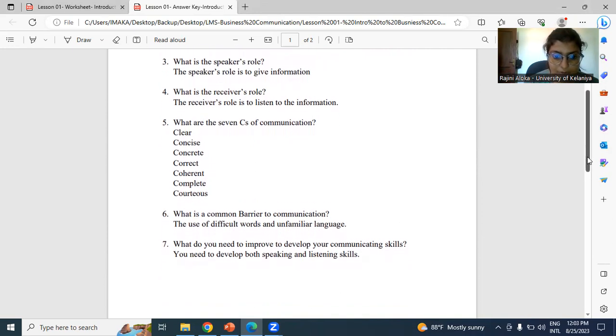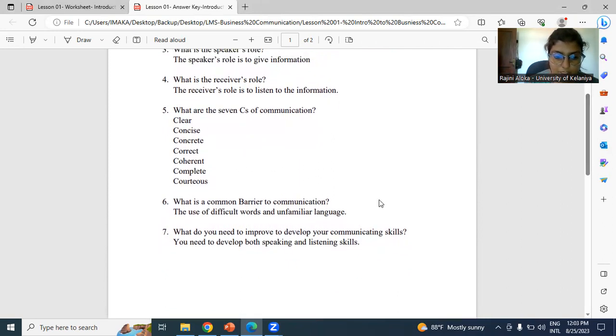What is a common barrier to communication? The use of difficult words and unfamiliar language. Yes, other distractions, there were a lot. What do you need to improve to develop your communicating skills? You need to develop both speaking and listening skills.